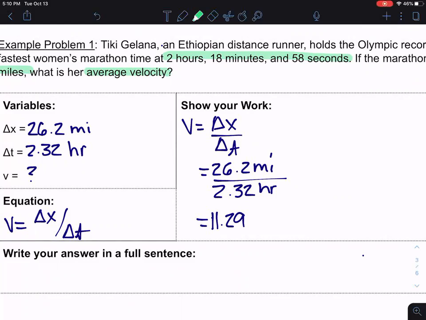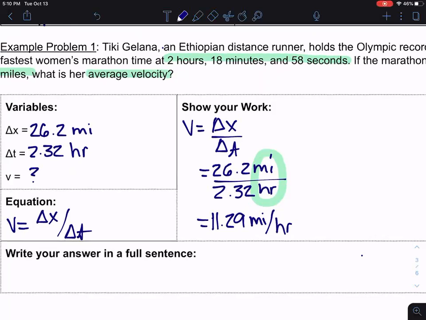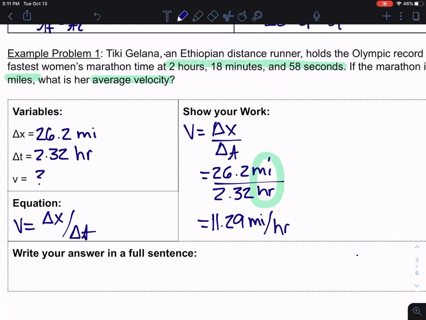And then I need a unit with that. And my unit is right here in my equation. So miles over hours, or miles per hour. That's that rate language, per hour. Traditionally, we write this division line to mean per, but of course, if you wanted to do MPH, miles per hour, we're familiar with that. And then I would write my answer in a full sentence, which for the sake of time, I'm not going to do, but I'll tell you what it is, right?